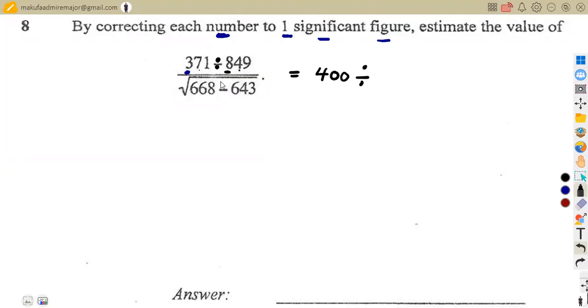Is the 4 going to change this 8? No, 4 is less than 5. So 8 is going to remain as it is. The rest of the values are represented with zeros. That's how you round off to 1 SF.